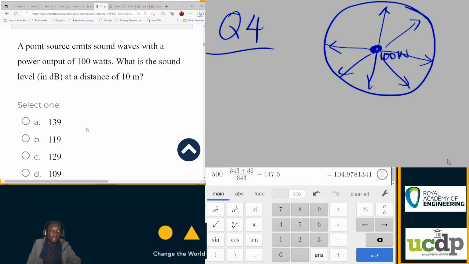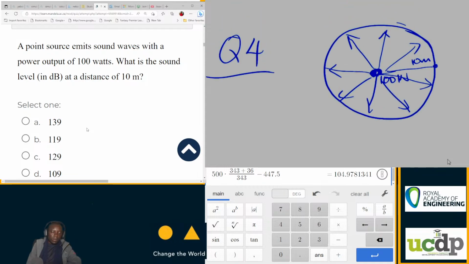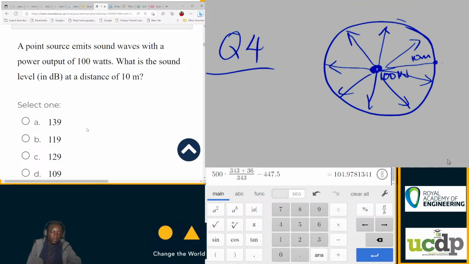Like that. Right, so this is energy distributed over a sphere, but the radius, we're told at some point, is 10 meters from the source. What will be the level of the sound? So this is just one point, which is a fraction of the 100 watts that is spread over the whole surface.